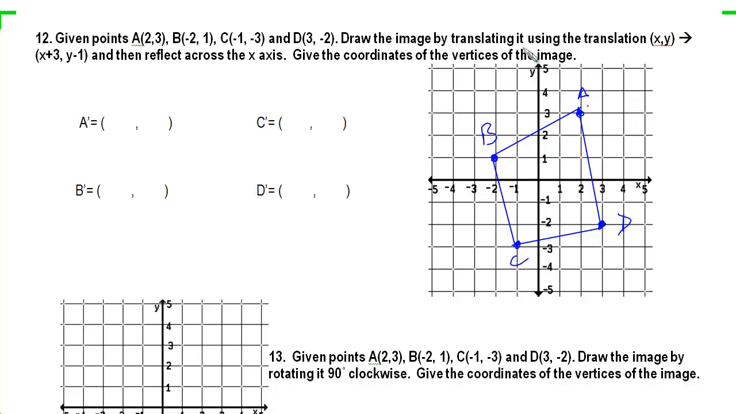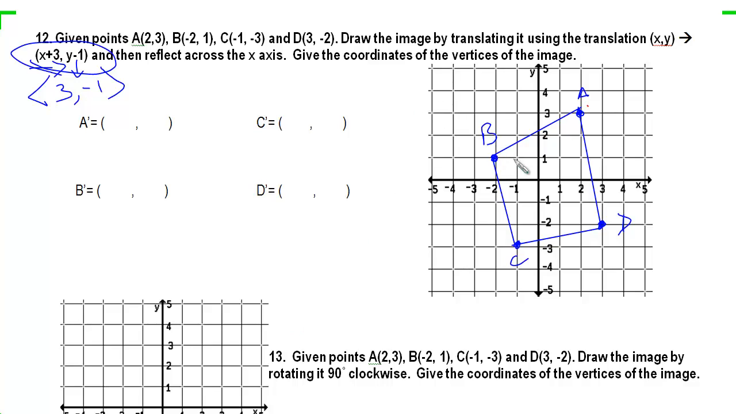And we're going to draw the image by translating it using this, again, coordinate notation. In vector form, that would just be <3, -1>. I know it's a vector because I have these special brackets that are pointed. Tells me it's a vector. Same thing. So I know I add 3 to the x's, take away 1 from the y's. So that means I move to the right on x and down on y.